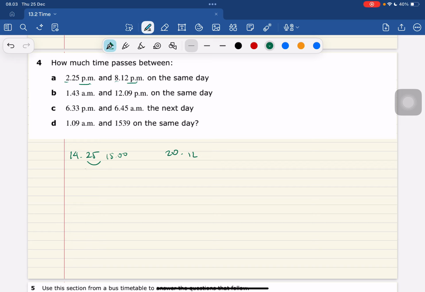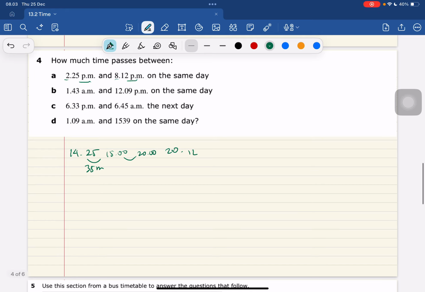So there are 35 minutes. So 15 until 20 o'clock only. So there are 5 hours here. And here is 12 minutes. So 5 hours and 35. Here 35 plus 12. So 35 plus 12 is 47 minutes. So 5 hours and 47 minutes.